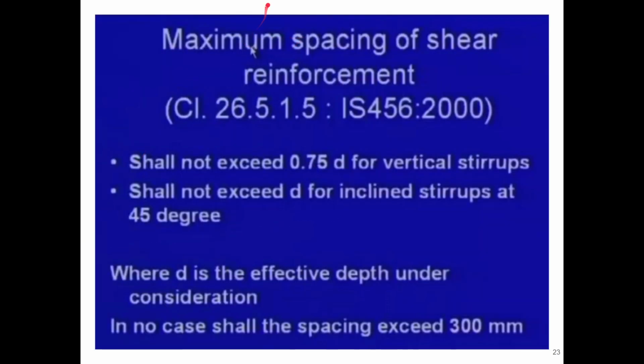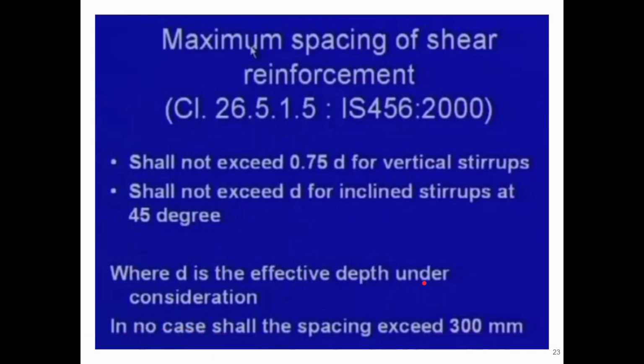Now for the shear reinforcement, that is the stirrups, what should be the maximum spacing? As per Clause 26.5.1.5 of IS 456:2000, the maximum spacing should not exceed 0.75 d for vertical stirrups, where d is the effective depth, and it should not exceed d for inclined stirrups at 45 degrees. And in any case, whatever be the case, it should never exceed 300 mm.